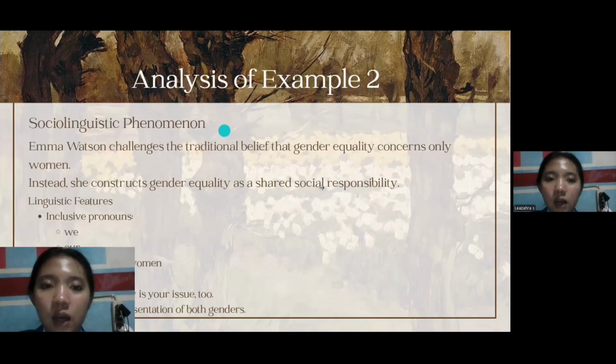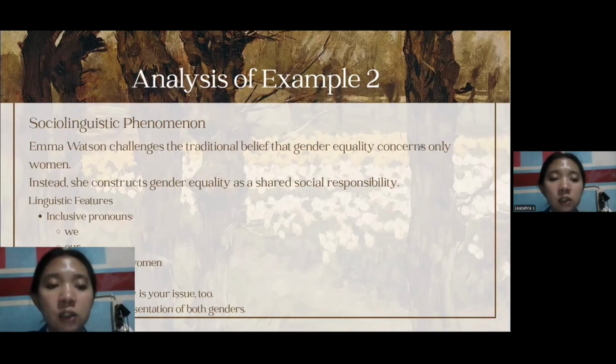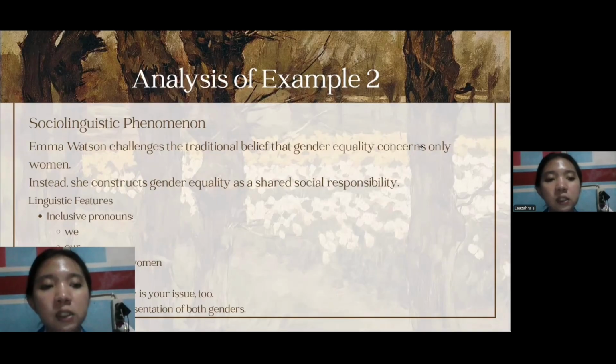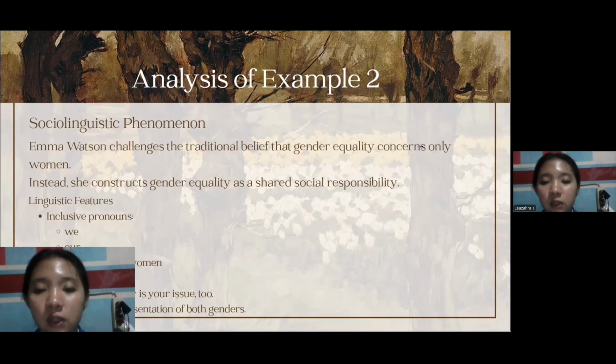Analysis of example 2. Sociolinguistic phenomenon: Emma Watson challenged the traditional belief that gender equality concerns only women. Instead, she constructs gender equality as a shared social responsibility. Linguistic features: inclusive pronouns, "we are both men and women." Inclusive invitation: "gender equality is your issue too." Semiotic representation of both genders.